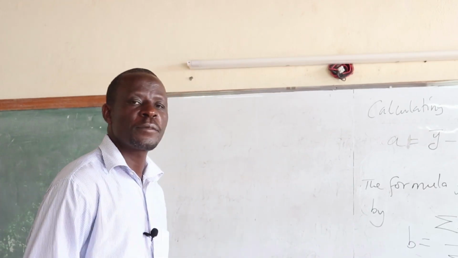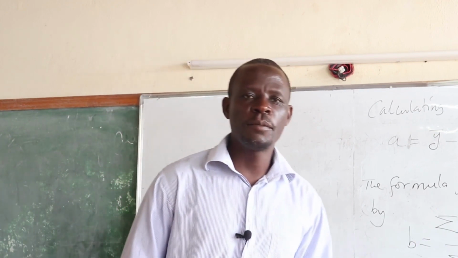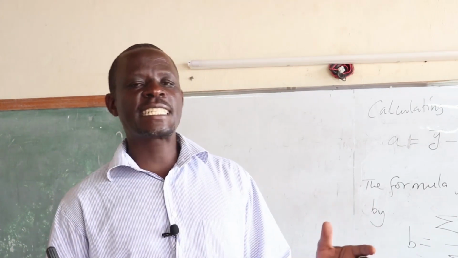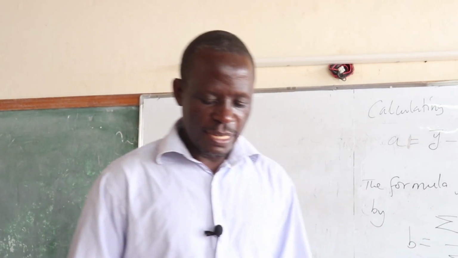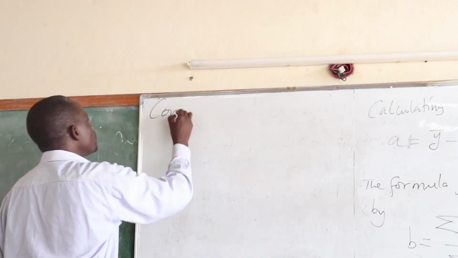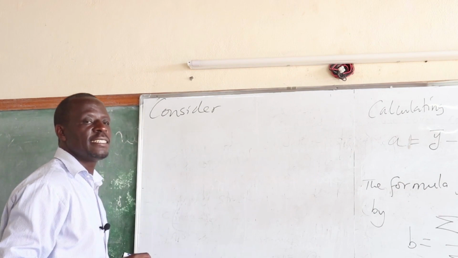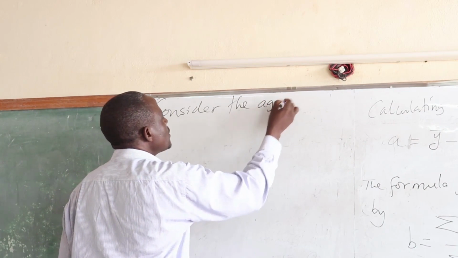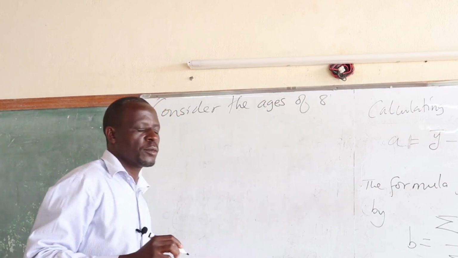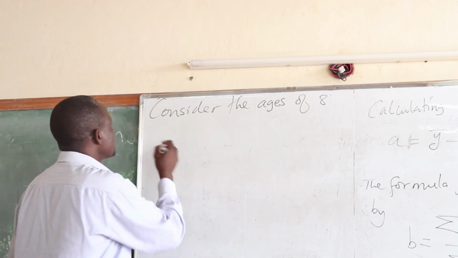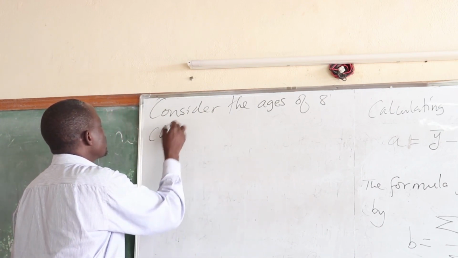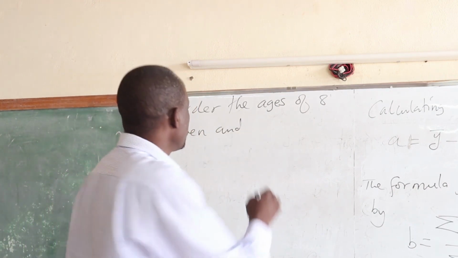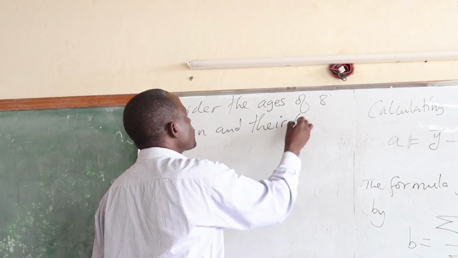Let's look at an example in which we are going to apply this particular method so that we get the equation of a line that is going to best describe the relationship between two variables. Now let us assume that we have 8 children, and the ages of their fathers.